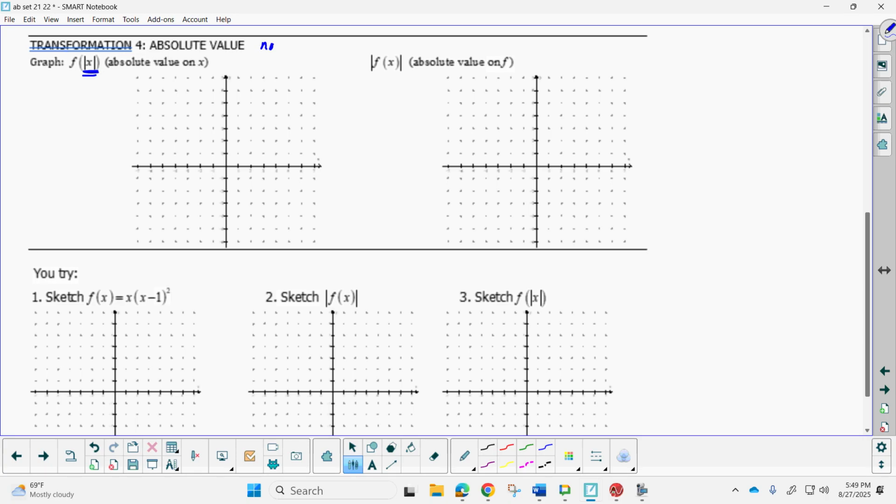No effect on positives, opposite for negatives.